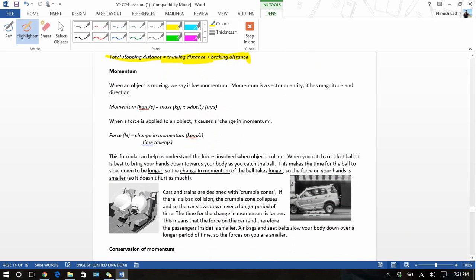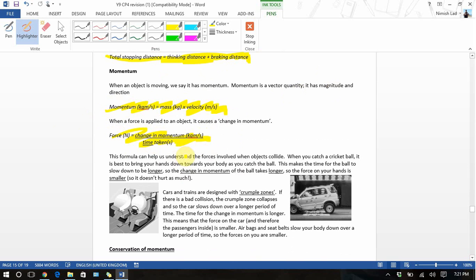Right, momentum. Moving objects have momentum, so momentum is equal to mass times velocity. Remember, it's a vector, so it has magnitude and direction. And when we are stopping an object, we are changing its momentum. To do that, we need to apply a force. So force is equal to change in momentum divided by time.